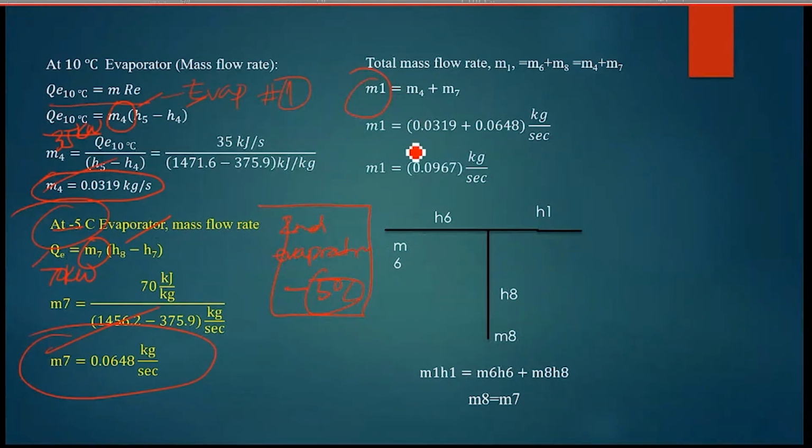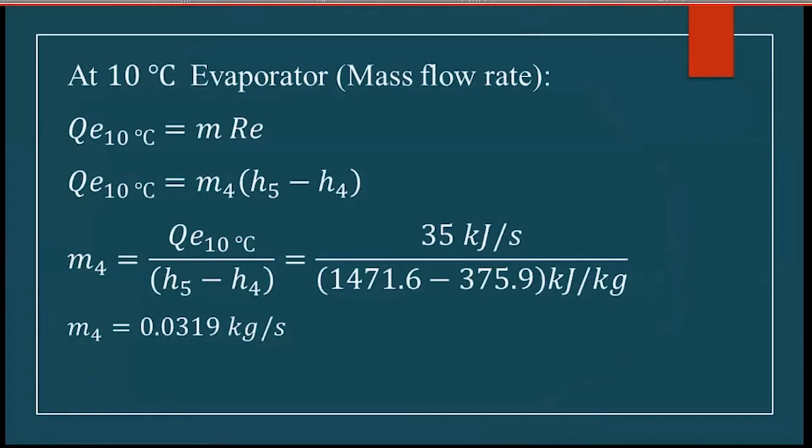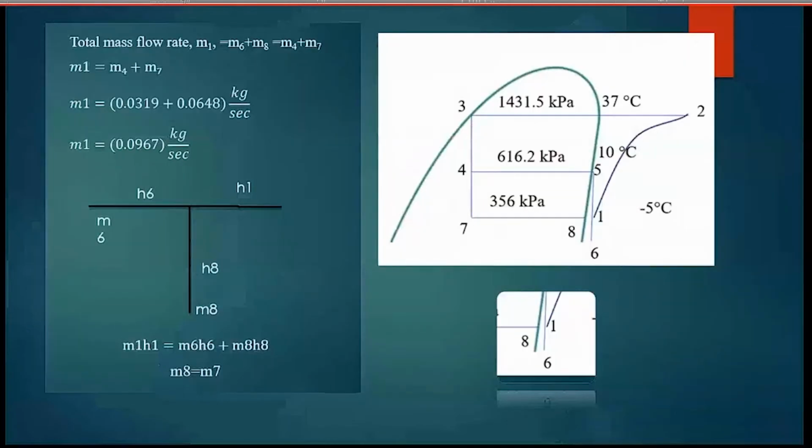So look at this, right? Where is this? I think here, right? So here. So this, the mass 7, no? So the mass 7 is here, same mass, no? Law of conservation of mass, same mass here. That is the evaporator number 2. And then M4 is at evaporator number 1, no?